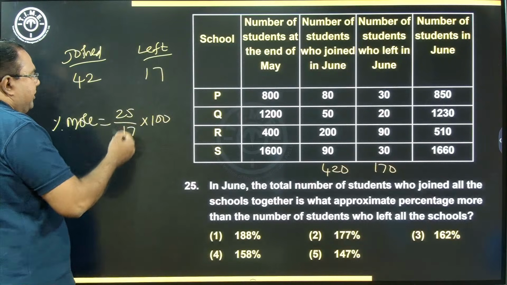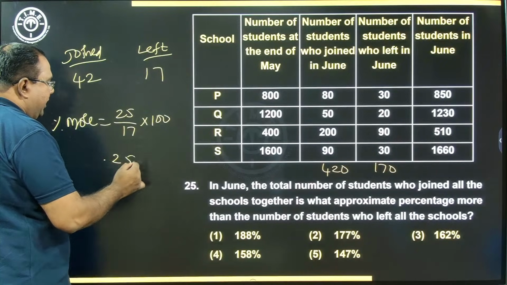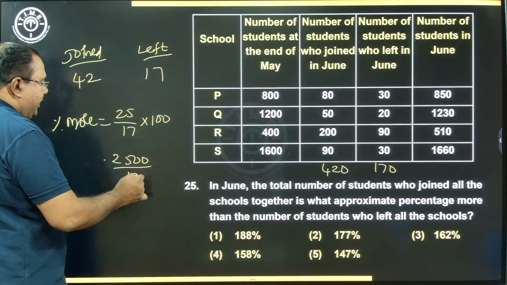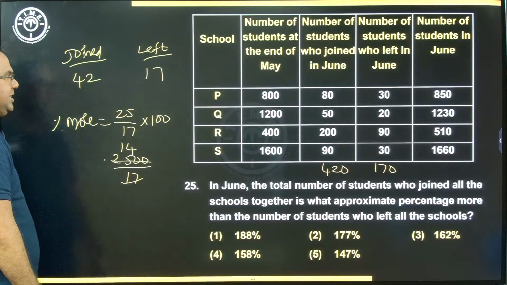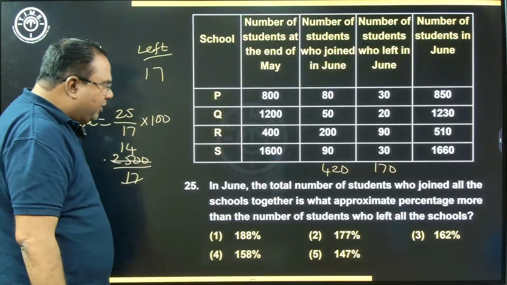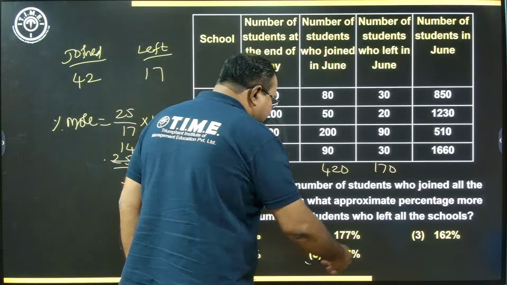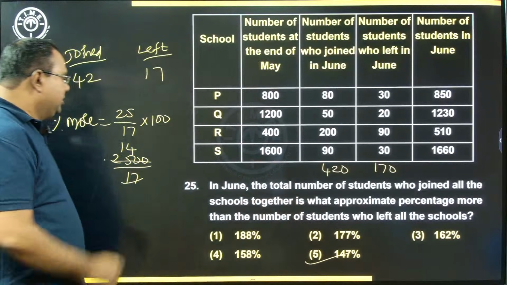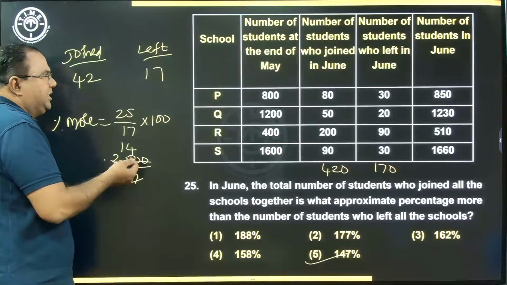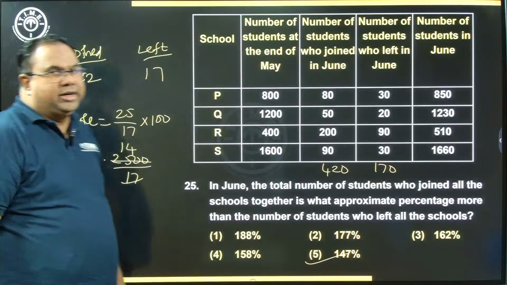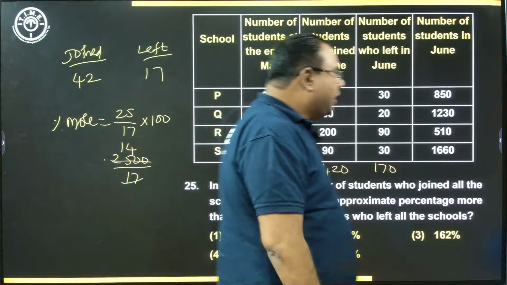If I try 17, this is basically 2500 by 17. 17 1s are 17, 17 5s will be 85, so 17 4s will be 68. So it is 140 something. 147% should be your answer. You got the logic? So 1 4 means it is 140 something. So 147 should be your answer.